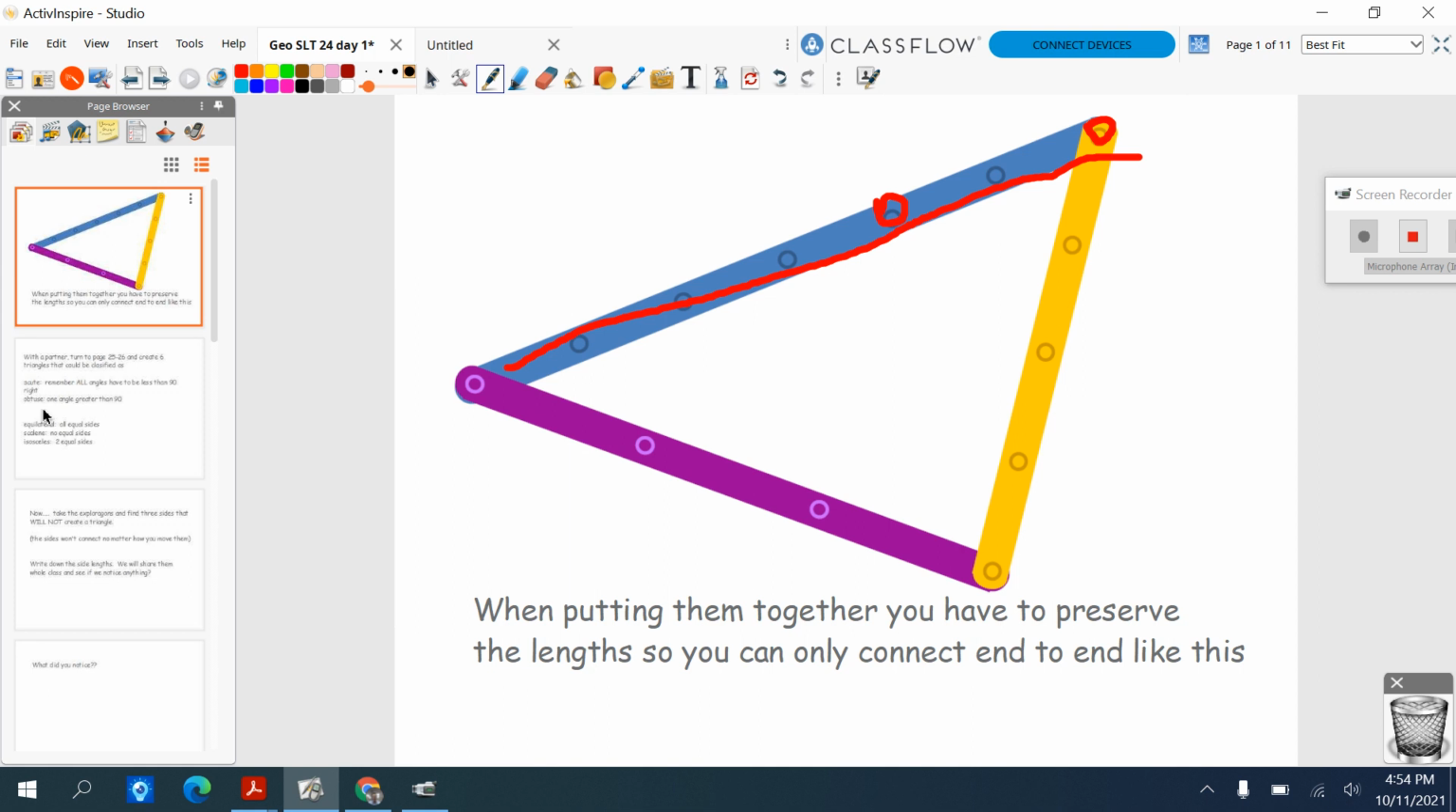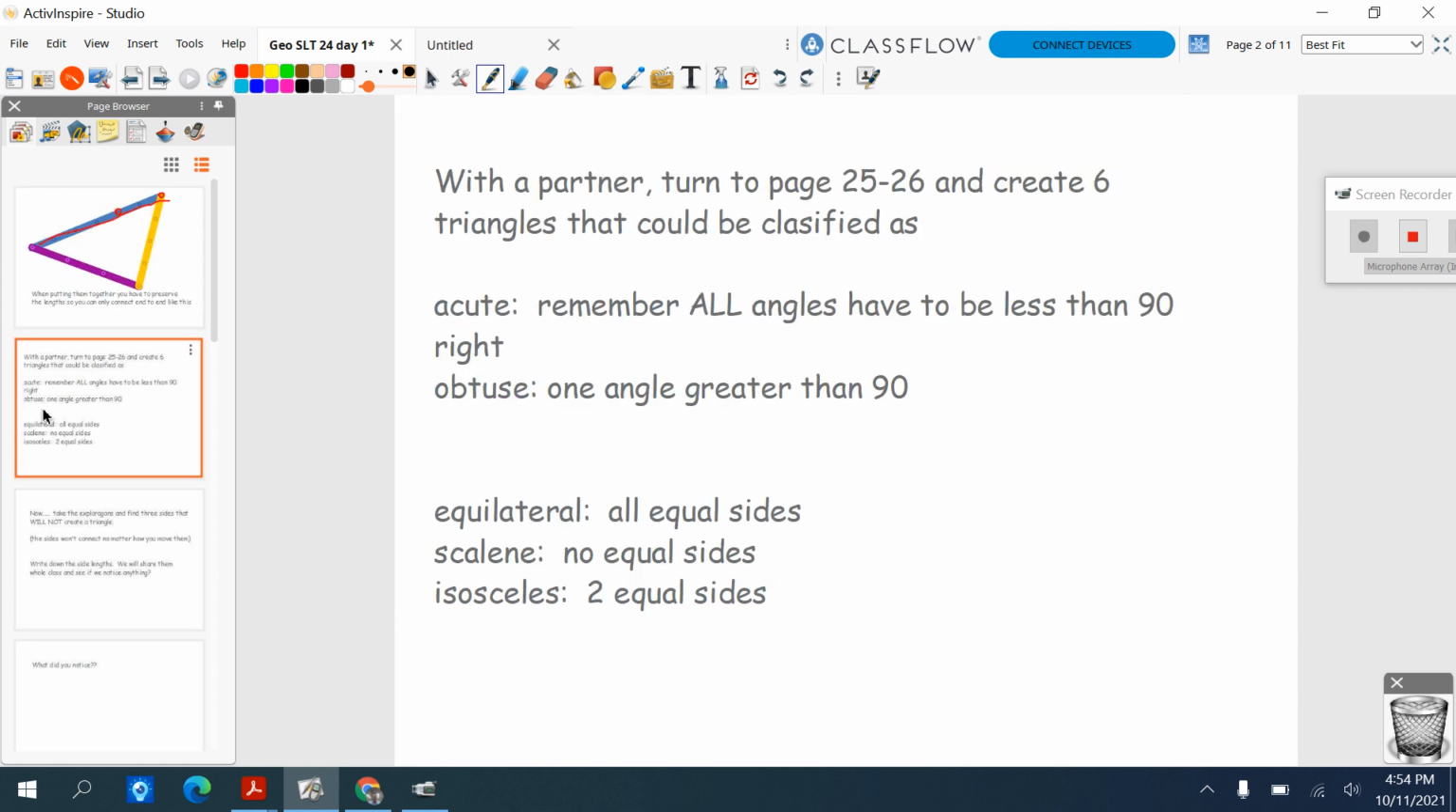First thing is first, with a partner, turn to pages 25 and 26, and you will see a list of 6 vocabulary words. Those vocabulary words are the ways that we classify triangles. Your job has to be with a partner because I don't think we have enough Exploragons for everyone to do this on their own. You can do groups of 2 or groups of 3. You're going to pause the video when I'm done explaining this, and create 6 triangles on your desk. The triangles have to be an acute triangle, a right triangle, and an obtuse triangle. And then also you are going to create 3 other triangles: an equilateral, a scalene, and an isosceles.